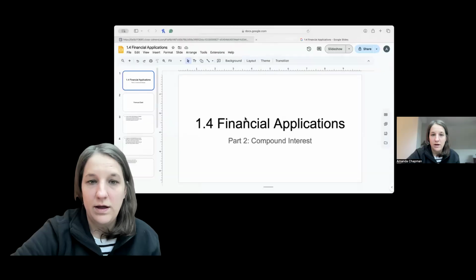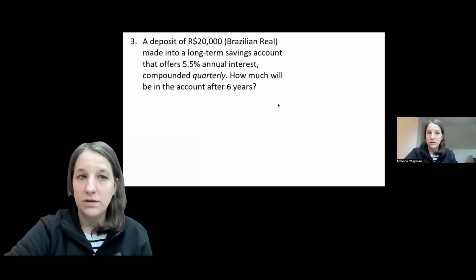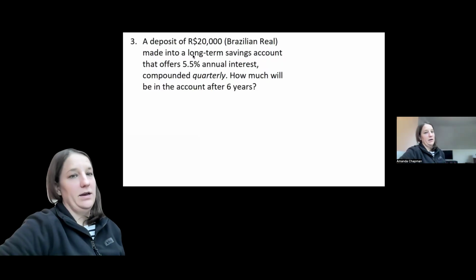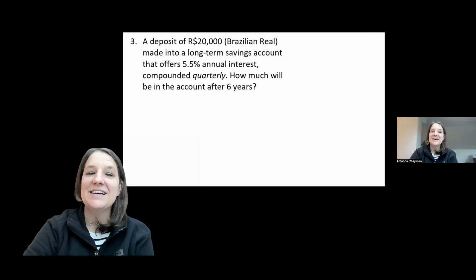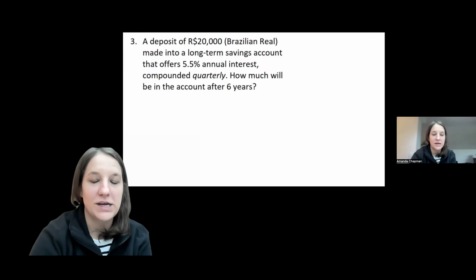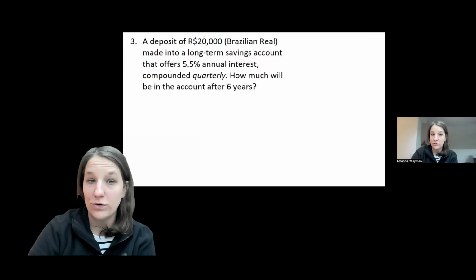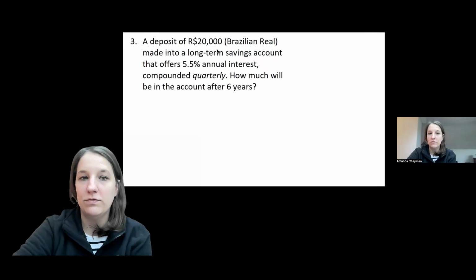Okay, let's do another example. I might go a little bit faster for this one, but you can rewatch the video if you need to. So I'm going to do example 3 on the note sheet. And it says a deposit of 20,000 Brazilian real is made into a long-term savings account that offers 5.5% annual interest compounded quarterly, so 4 times a year. How much will be in the account after 4 years?